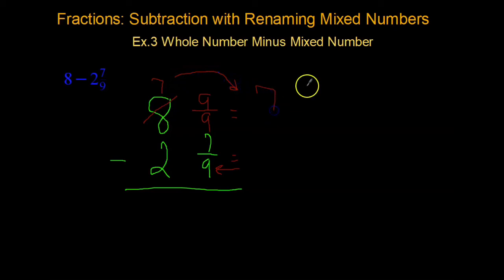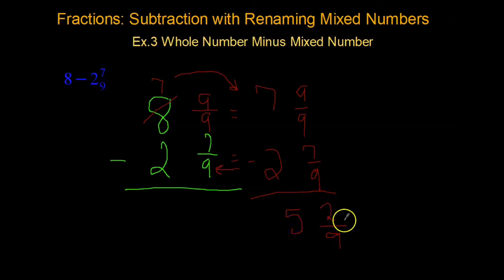And over here, I'm just going to clean this up so that we can see what we are working with. We have 7 and 9/9 minus 2 and 7/9. Now we can subtract this. 9/9 minus 7/9, that's going to give us 2/9. And 7 minus 2 is going to give us 5. So now we have 5 and 2/9. We're going to check to see if this is in simplest form. 2/9. We can't find another number other than 1 that we could divide by. So this is in fact in simplest form.